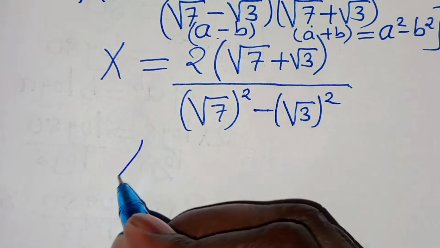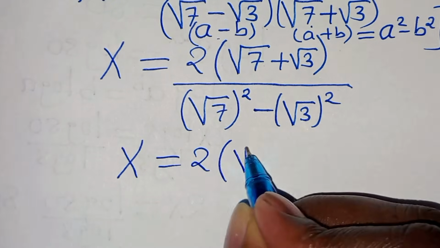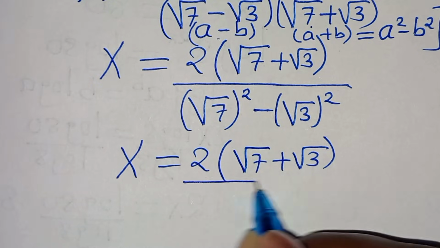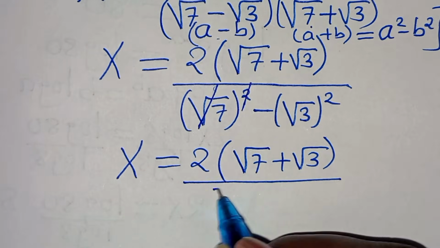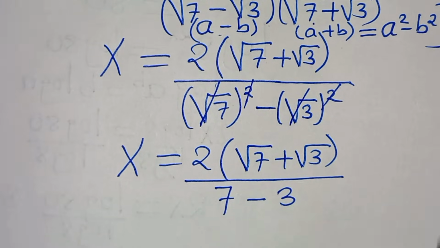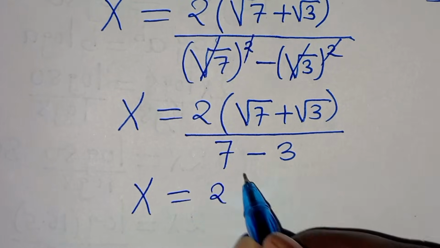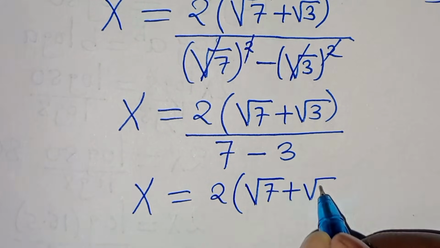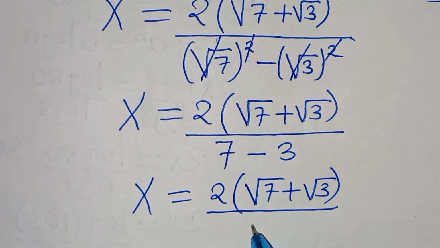So we have x is equal to 2 into the parentheses. This is square root of 7 plus square root of 3 divided by, now let's eliminate the square root sign here. So this is 7 minus 3. And this implies that we have x is equal to 2 into the parentheses. This is square root of 7 plus square root of 3. Everything here divided by 7 minus 3, which is 4.